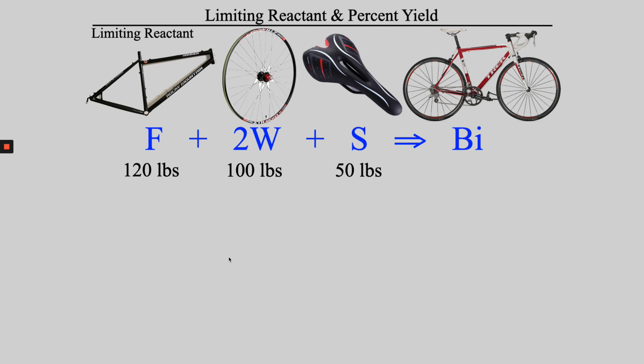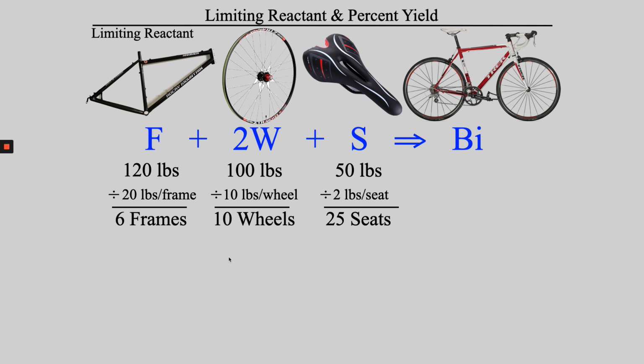Go ahead, Bruce. What do the parts weigh? So guys, let me give you this information. So guys, we're going to say, and these are really heavy, but guys, say that a frame weighs 20 pounds, and that a wheel weighs 10 pounds, and that a seat weighs 2 pounds. So guys, what do we do with that information? Well, what we do is we divide. And if we have 120 pounds of frames and they weigh 20 pounds apiece, how many frames do we have? 6. So guys, we've got 6 frames, we've got 10 wheels, and we've got 25 seats.